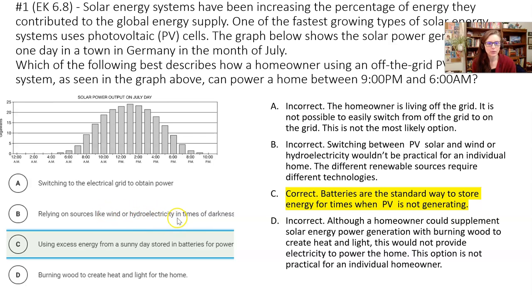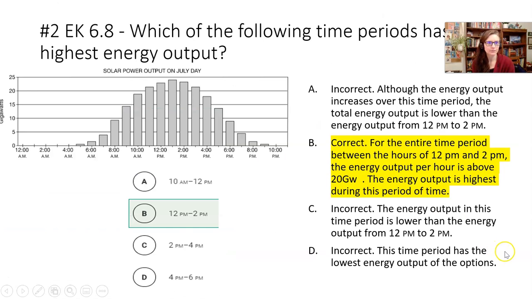Relying on other sources like wind or hydroelectric in times of darkness has nothing to do with whether it's light or dark, and it's just not practicable for getting these other sources. Using the excess energy from a sunny day stored in batteries. Yes, that is the correct answer. And then burning wood, that still doesn't allow all the other energy forms that are needed that are sourced by electrical.